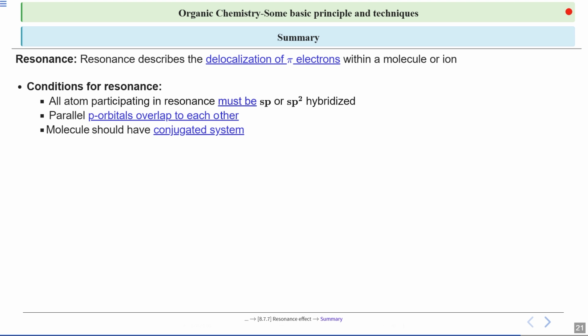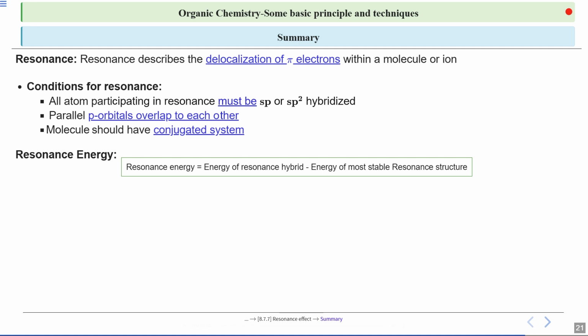Okay. Then moving on further. Next we have resonance energy. What is resonance energy? It is the difference in energy between the energy of resonance hybrid and the energy of the most stable resonance structure. So what is resonance hybrid? It is basically the energy of the actual structure. Here the resonance hybrid is a term used as a resemblance for the actual structure.